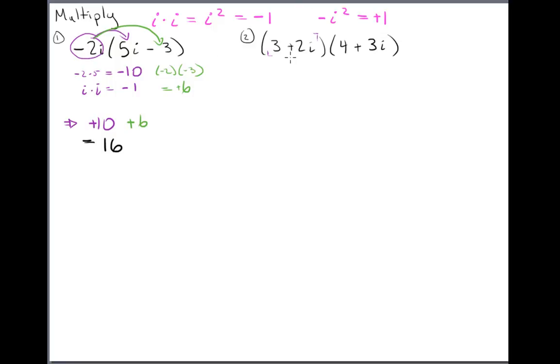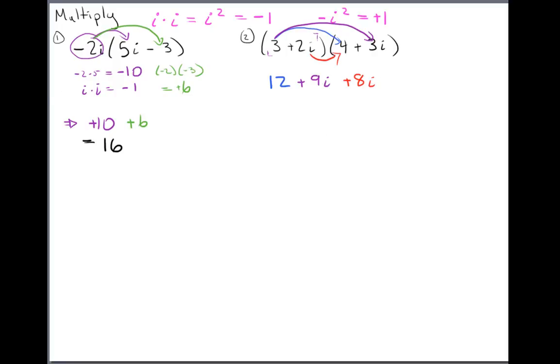Our next problem is the quantity 3 plus 2i times the quantity 4 plus 3i. And we're going to expand this in the FOIL fashion like we would any product of binomials. That means starting off with 3 times 4, 12, and then we're going to multiply 3 times 3i, so that's plus 9i. We follow that with 2i times 4, so that's plus 8i.